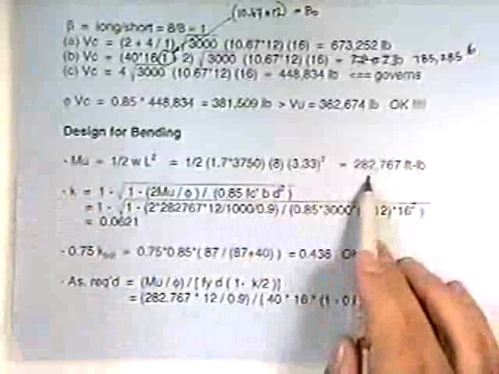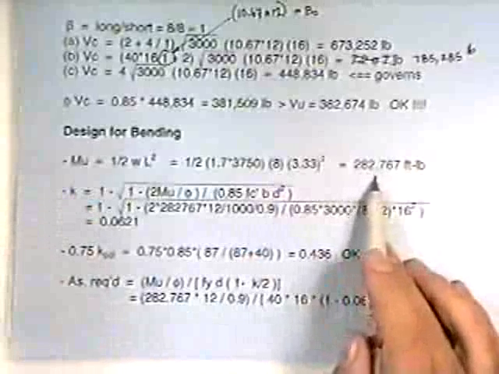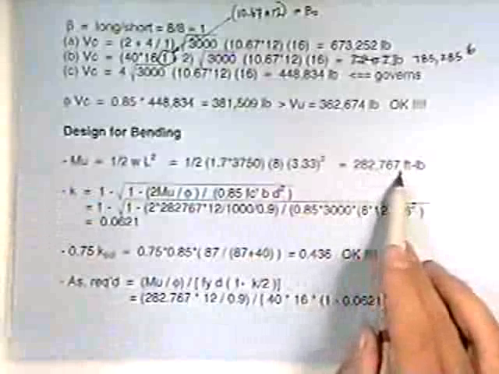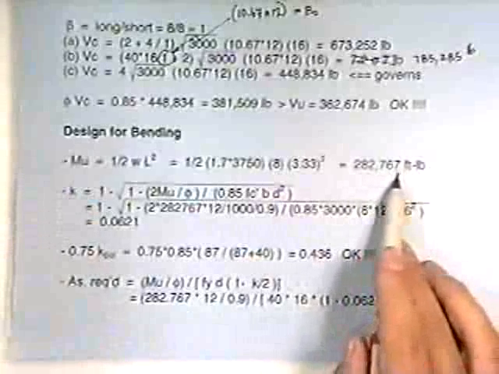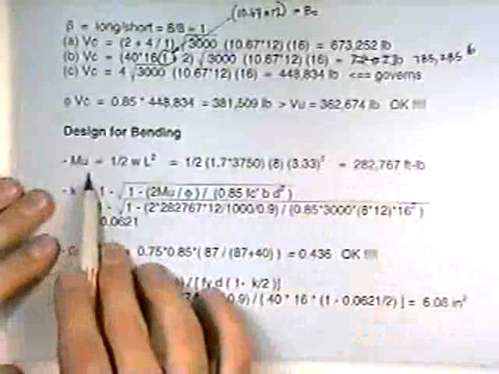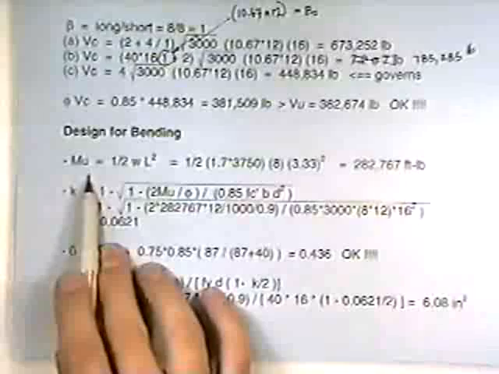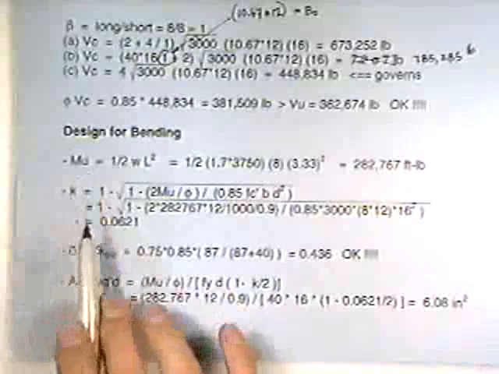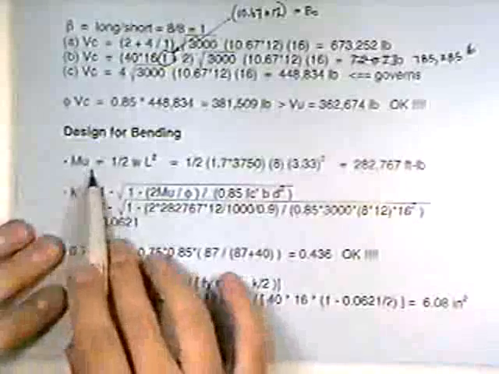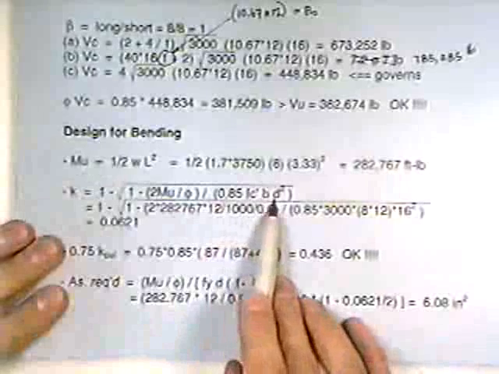This turns out to be 282,767 foot-pounds. Now, based on this moment, we go back to singly reinforced beam analysis, or beam design. Compute K. You know the moment, f'c, b and d.